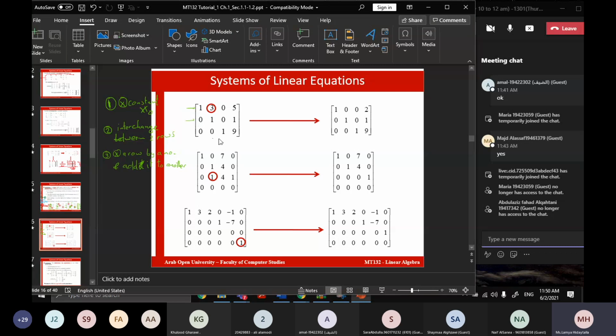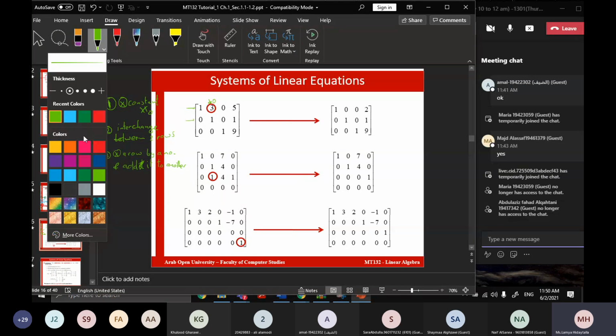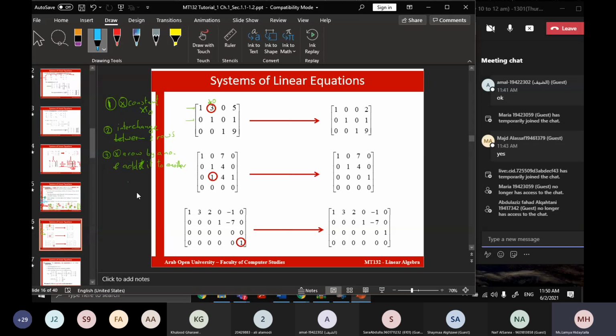For instance, if we have this matrix, I need to move to the echelon form. First, I have to find where my problem is. My problem is this 3. I have to make it 0. So how can I make it 0? Using these properties here, one of these properties.